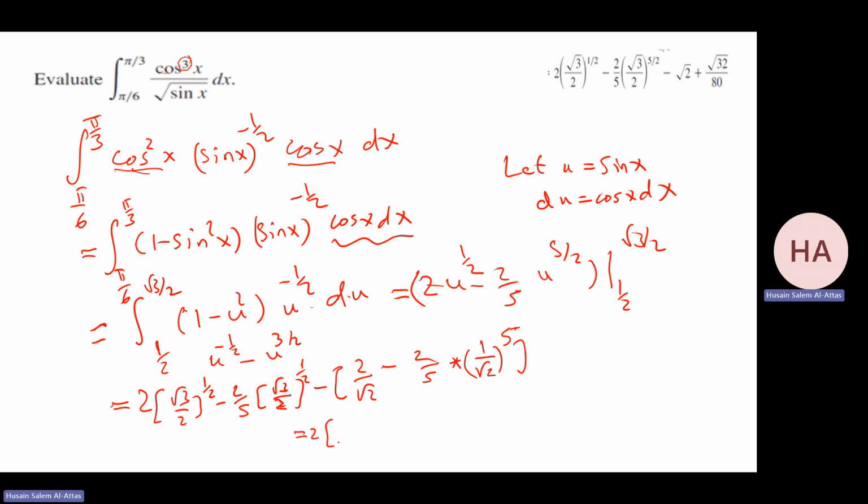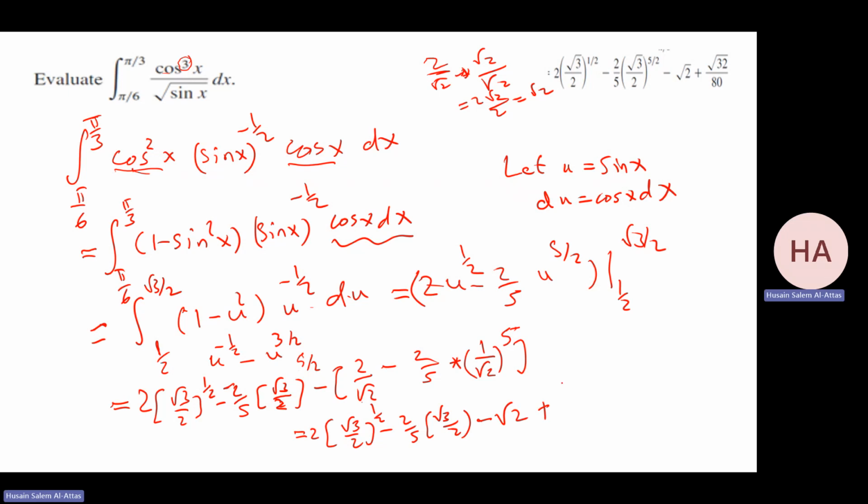That gives me... this is not half. This is 2 over 5 over 2. Sorry, if I back 2 over 5, this is 5 over 2. Okay. Now 2 over square root of 2, rationalize. That will be 2 square root of 2 over 2, which is square root of 2. So this is minus square root of 2, which is this one, plus, this is what?